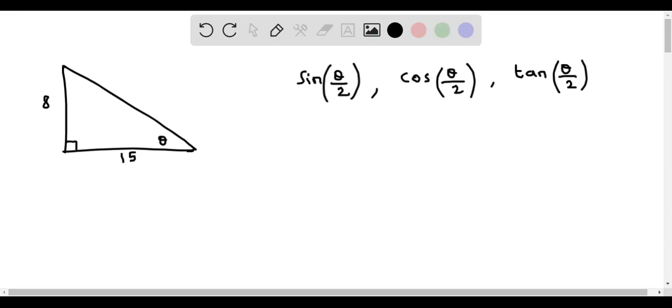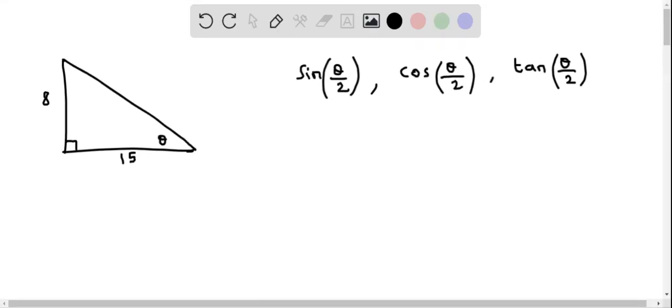We now determine the values of sine theta by 2, cos theta by 2, and tan theta by 2 using the half angle formula. So let's use this triangle. This is a right triangle with two side lengths 8 and 15, and we see that the angle is theta over here. So first let's determine the hypotenuse length of this triangle.